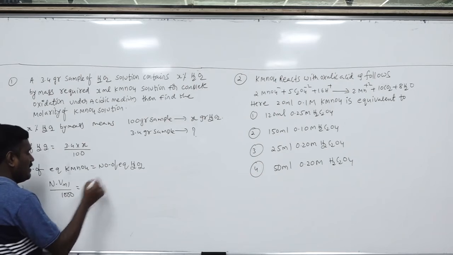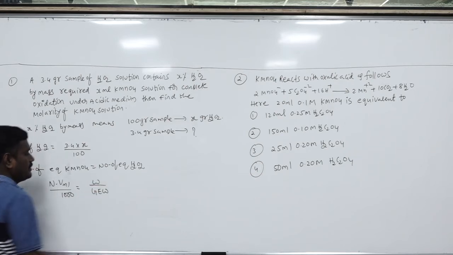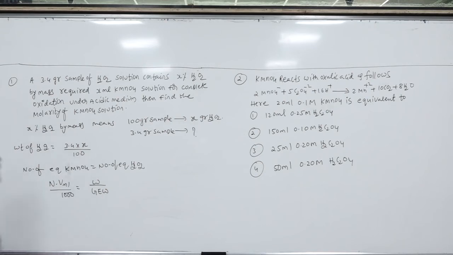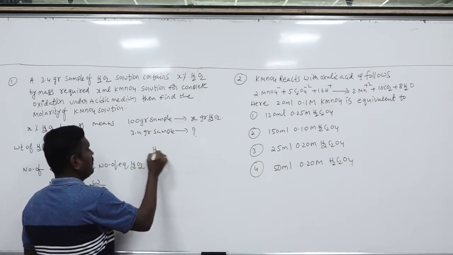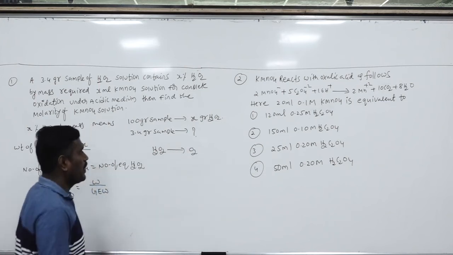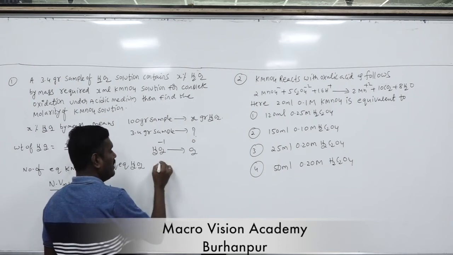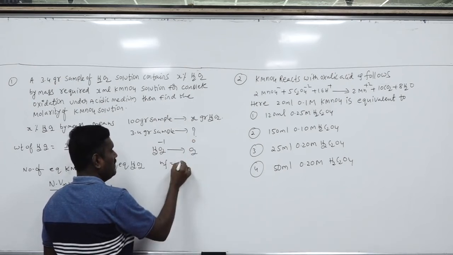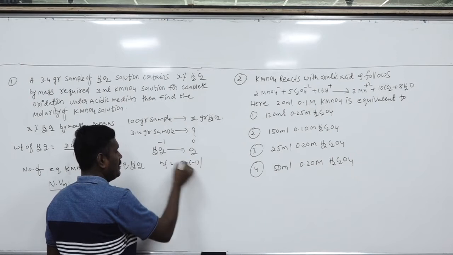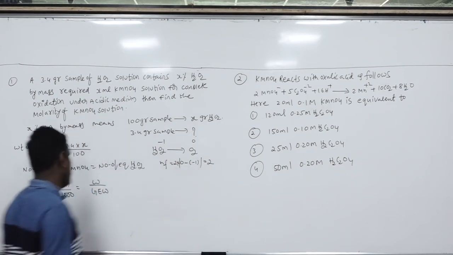Again, the number of equivalents formula is weight upon gram equivalent weight. Now, do you know H2O2 gets oxidized to O2? The oxygen oxidation state goes from -1 to 0. So what is the n factor here? The change will be 1, but there are 2 atoms, so the n factor of H2O2 is 2.